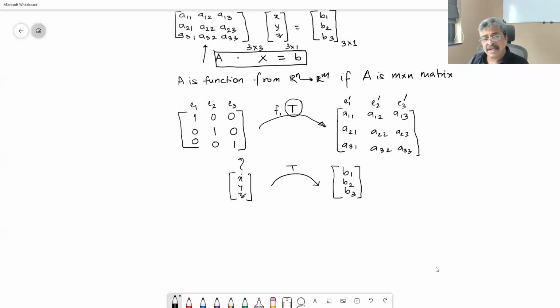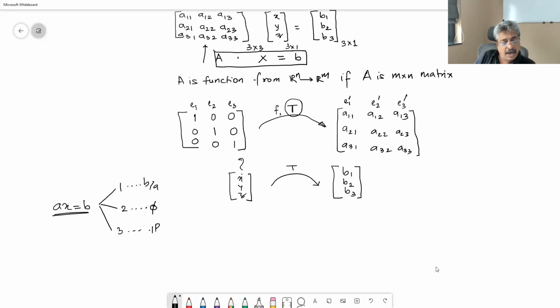Now things are not going to be as simple as this, because when we solved ax is equal to b, things were not that easy. We had to have three cases. Case 1, answer was b by a. Case 2, answer was empty set. Case 3, answer was R. So along similar lines, we will have different sets of solutions of this matrix equation.